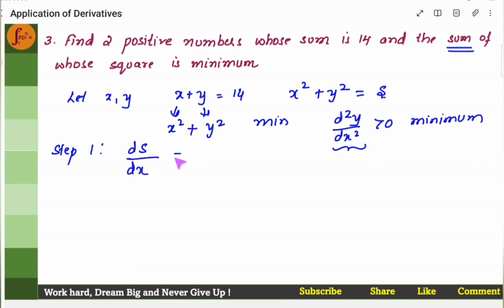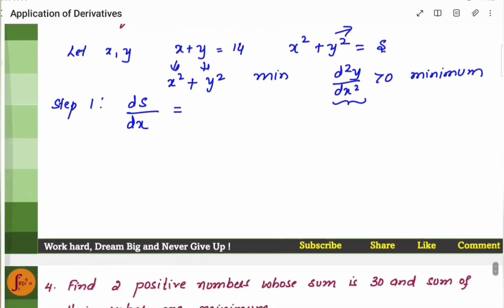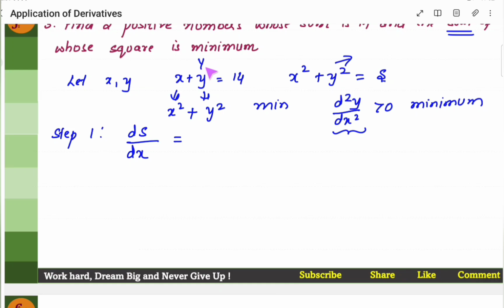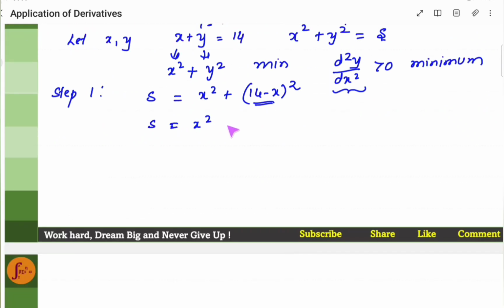Before this, let's not forget to substitute y. I can say y is equal to 14 minus x. So I'll write x square plus 14 minus x the whole square. Instead of y, I put 14 minus x. X square plus, when I expand this, 14 square is 196 plus x square minus 28x.